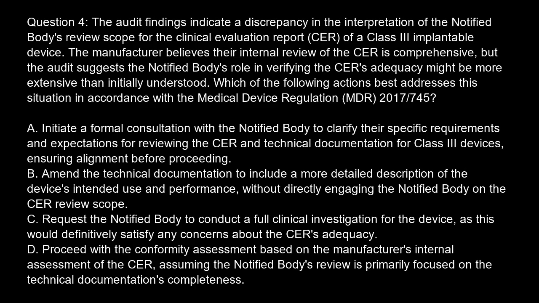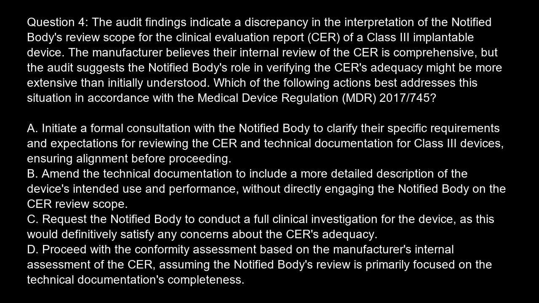Question 4. The audit findings indicate a discrepancy in the interpretation of the notified body's review scope for the clinical evaluation report, CER, of a Class III implantable device. The manufacturer believes their internal review of the CER is comprehensive, but the audit suggests the notified body's role in verifying the CER's adequacy might be more extensive than initially understood.